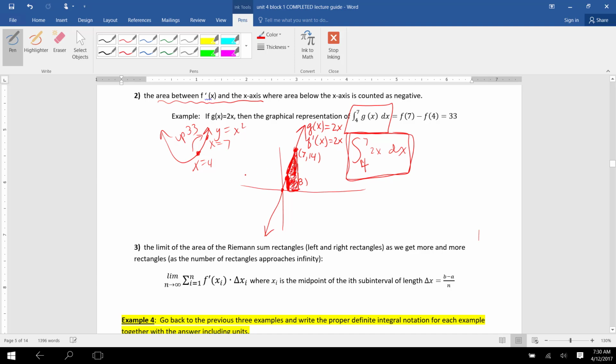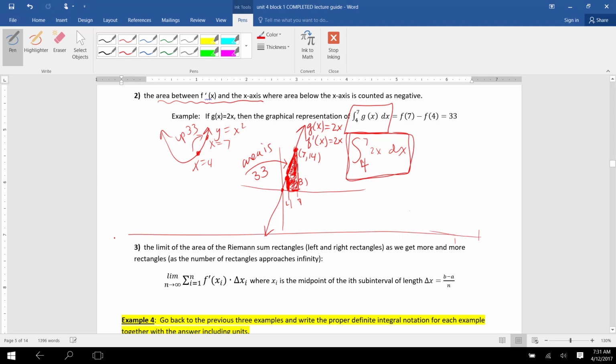And if you find this area between the rate function and the x-axis from x is 4 up to x is 7, you will find that that area is 33. That area is telling us how much the original function x squared increased on that interval. It's positive, so it's an increase.